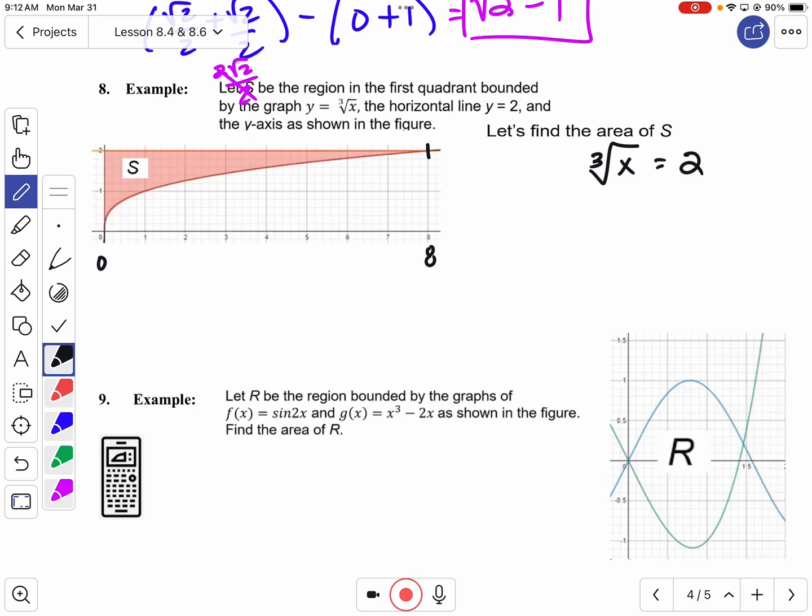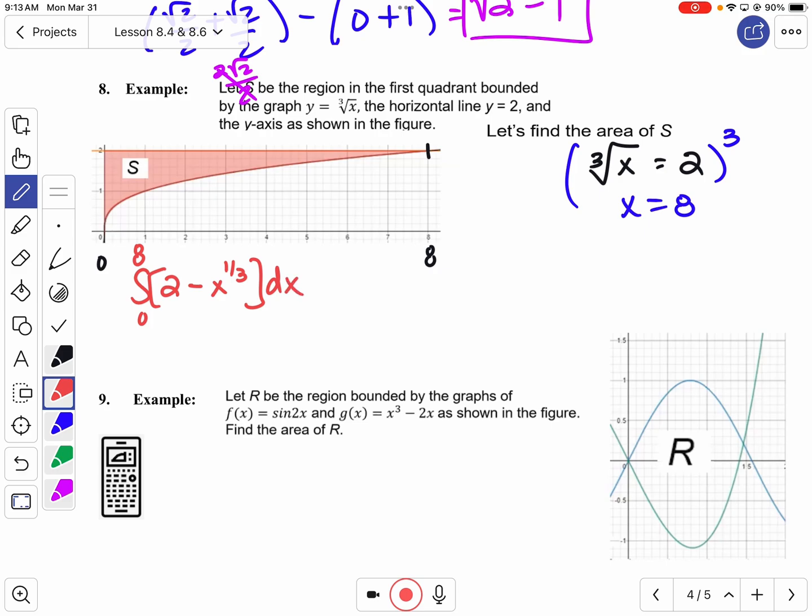The answer is yes. And we would set the two things equal, right? How would I solve for x? I'd cube it, and so x is indeed 8. So if you're not sure, you can always set the two equations equal and solve. Okay? Which function's dominant? The y equals 2 minus, can I write that as x to the 1/3? Fine by me.